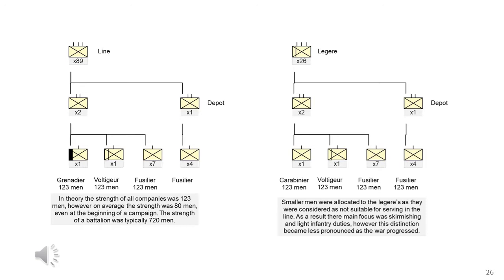The grenadiers were large men which led any attack. The voltigeurs were the skirmishers, and the fusiliers were the bulk of the line infantry. The light infantry regiment was organised in a similar manner, except the grenadiers were replaced with carbineers. I'm uncertain if the carbineers were large men or not, but at least they would have been considered as elite troops. Company size was supposed to be 123 men, however on average this rarely rose above 80 men per company.